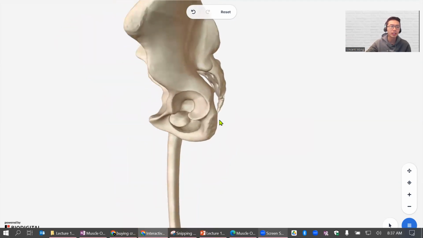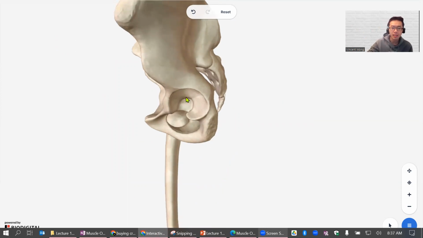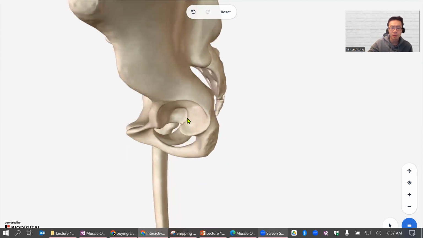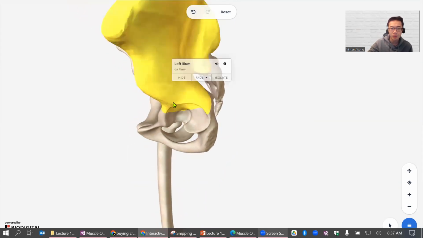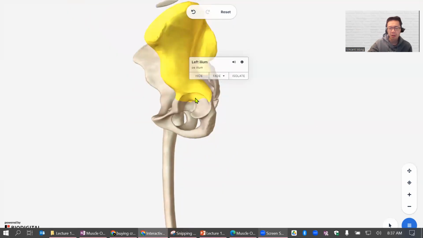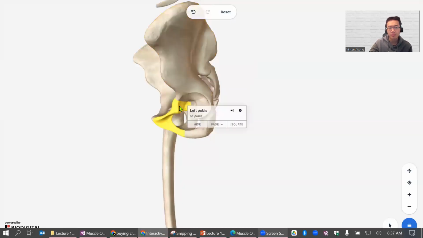So the socket is called the acetabulum, and again, we'll label it later. I'm just trying to give you an introduction here. The acetabulum is actually made up of all three of the bones. The ilium contributes roughly the top third of the socket, the pubis makes a little bit of the anterior socket, and the ischium makes the posterior part of the socket. That's where the head of the femur is going to fit in.